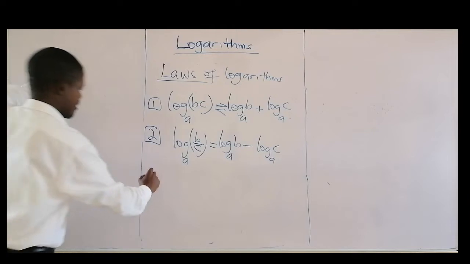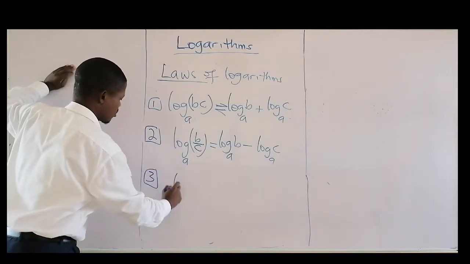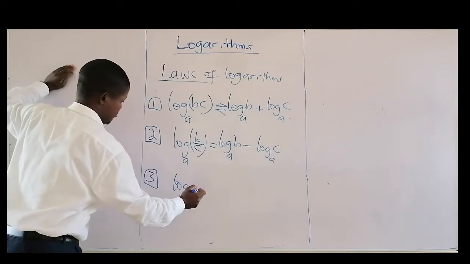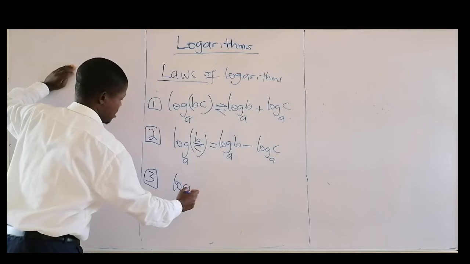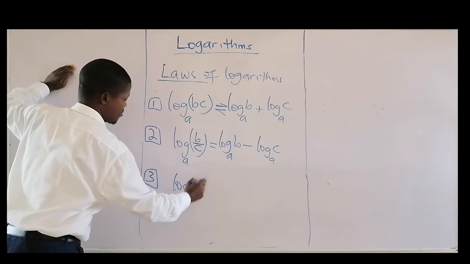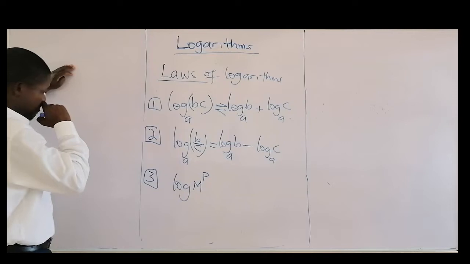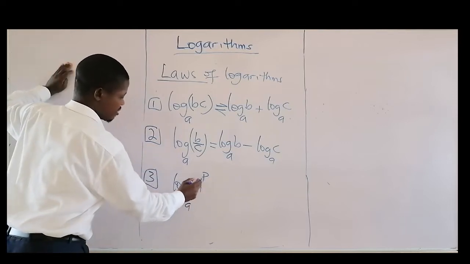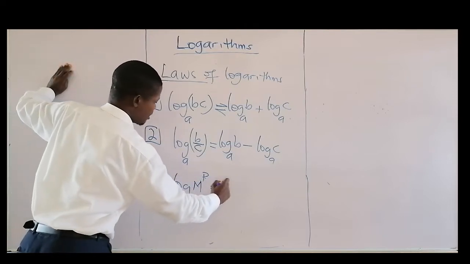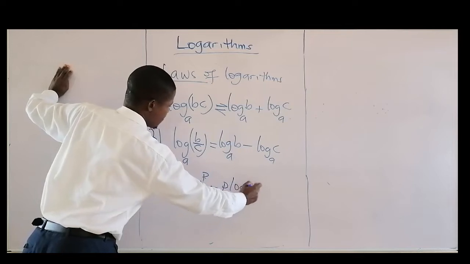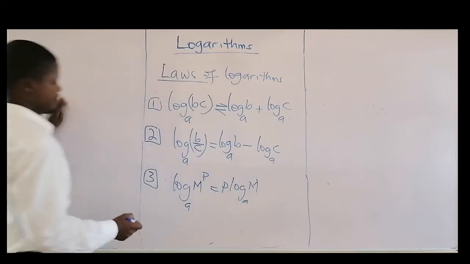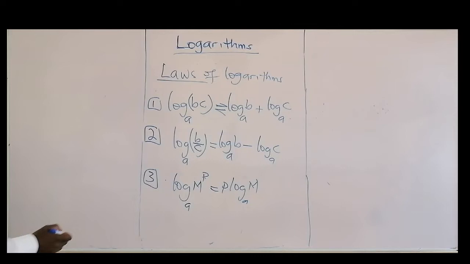Then another one again is when you have a log, possibly let's say M to the power P, base A. So this P will come to the front, and that will be P log M base A.